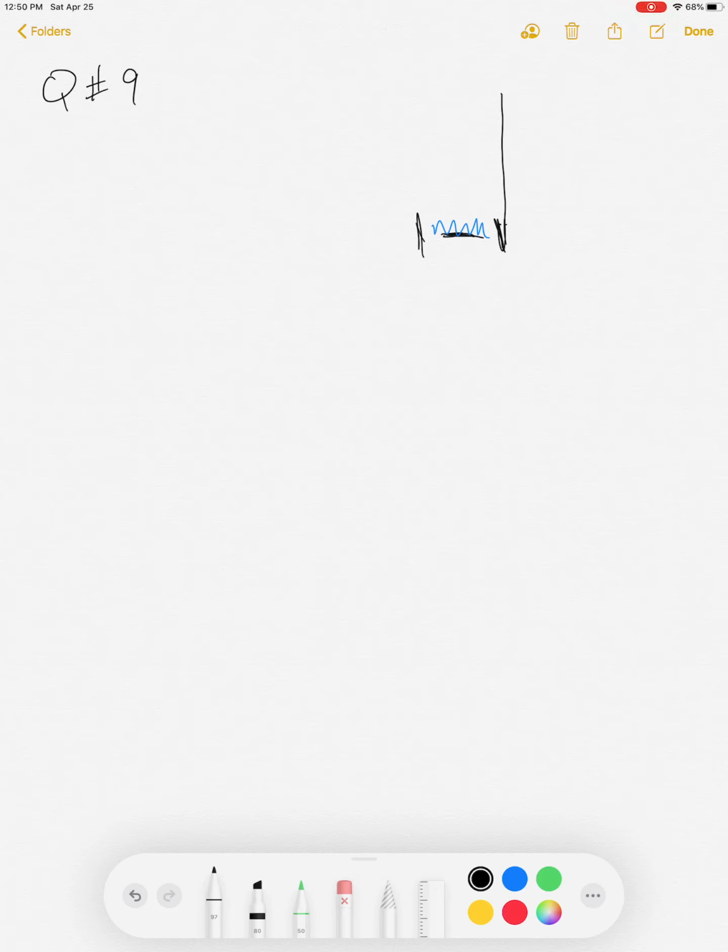And he measures this degree right here to be 25 degrees. And then he backs up 50 feet and measures again to the top of the same tree, and he has 15 degrees. Okay, so that's the idea. And how do we solve this problem?